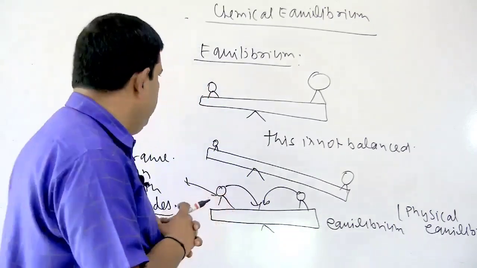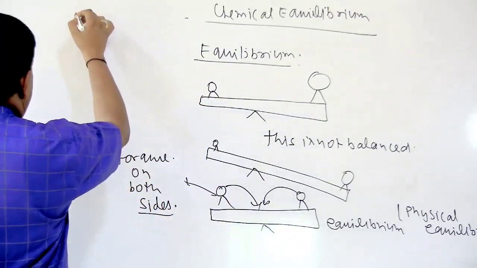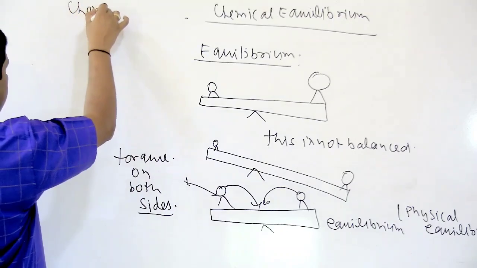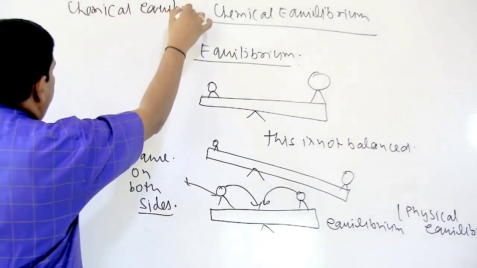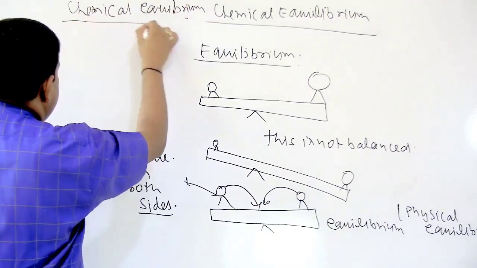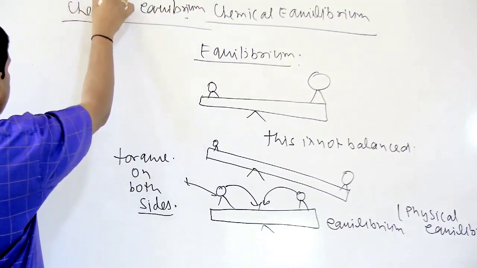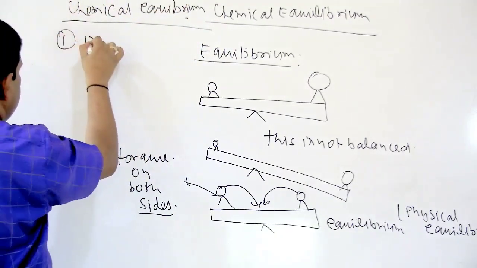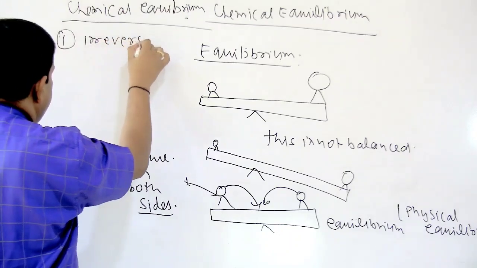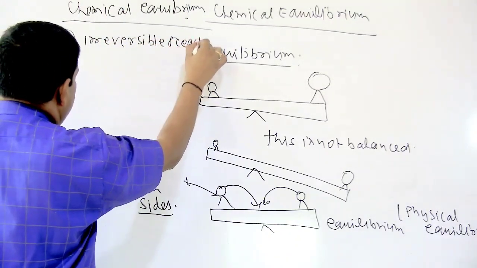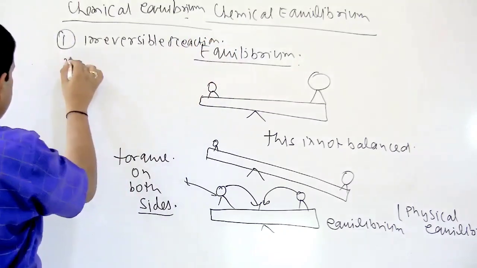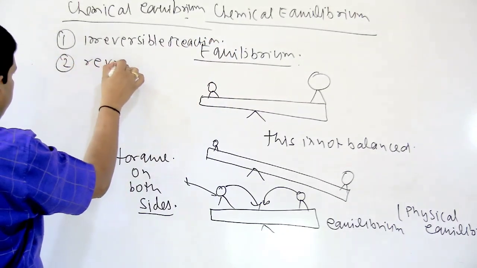So for chemical equilibrium, what do we have to study? Types of reaction. Reactions are of two types. The first type is irreversible reaction, and the second one is reversible reaction.